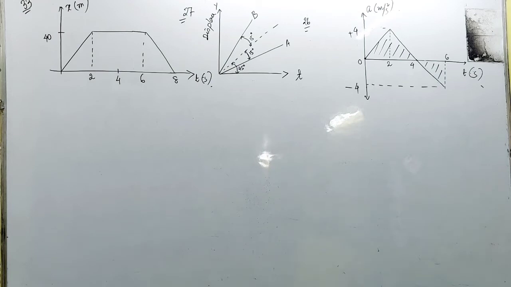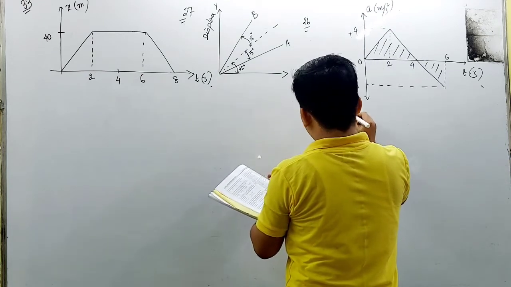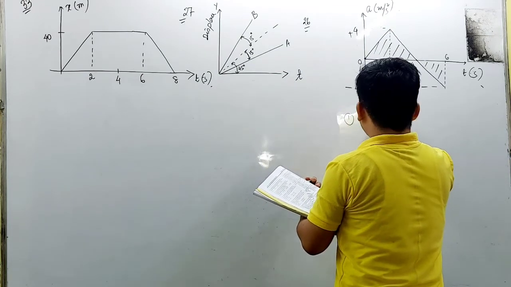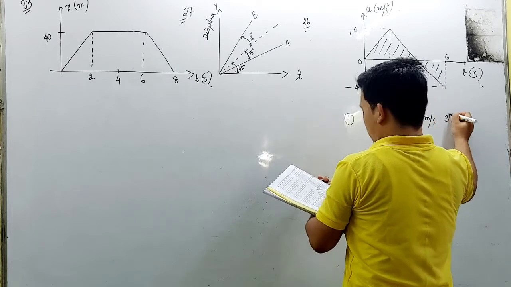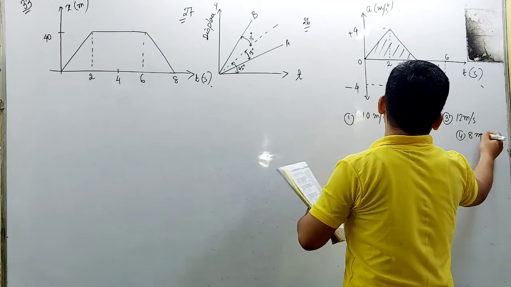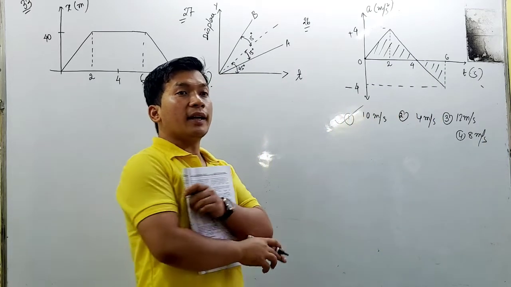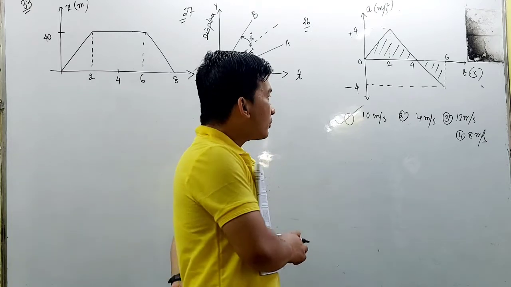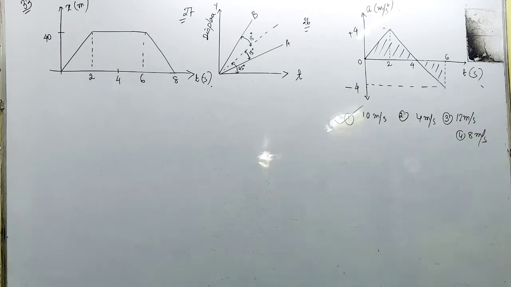The options are 10 meter per second, 4 meter per second, 12 meter per second, and 8 meter per second. Option number 1 is 10 meter per second. Option number 2 is 4 meter per second. Option number 3 is 12 meter per second. And option number 4 is 8 meter per second. Can you do this or not?